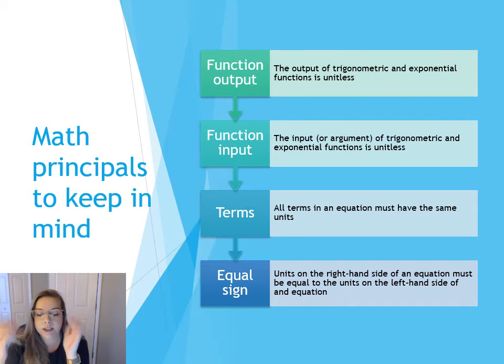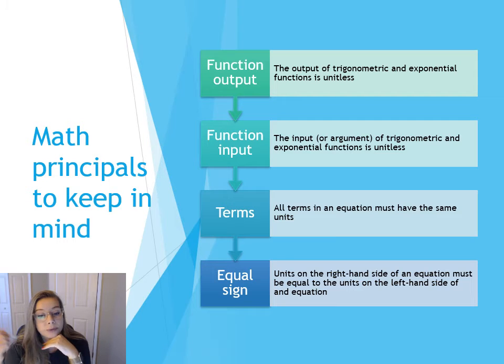Same thing with subtraction. And then also remember that in an equation, whatever is true on the left-hand side of your equation must also be true on the right-hand side. That's what an equal sign means. And so all the terms on the right-hand side of your equation must have the same units as all of the terms on the left-hand side of your equation. So keep all that in mind.